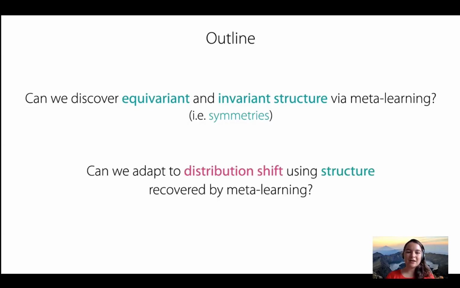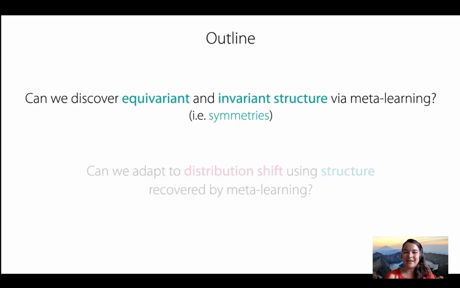And in the second part of the talk, we'll see if we can try to adapt to a distribution shift in the data, specifically using the structure recovered by meta-learning. Okay, so first let's talk about whether we can discover equivariant and invariant structures via meta-learning.